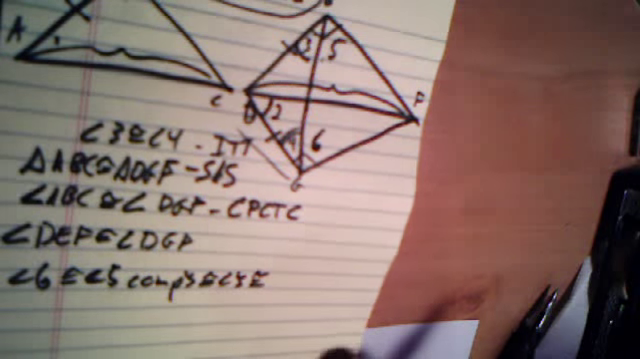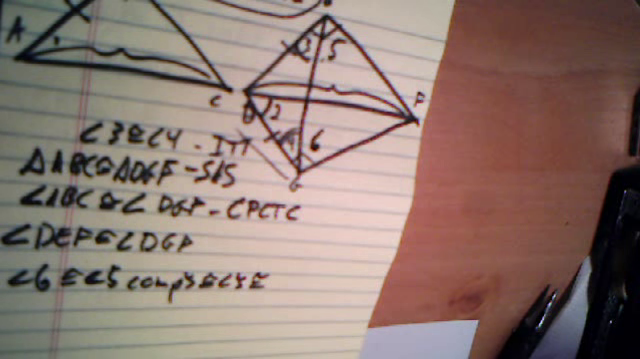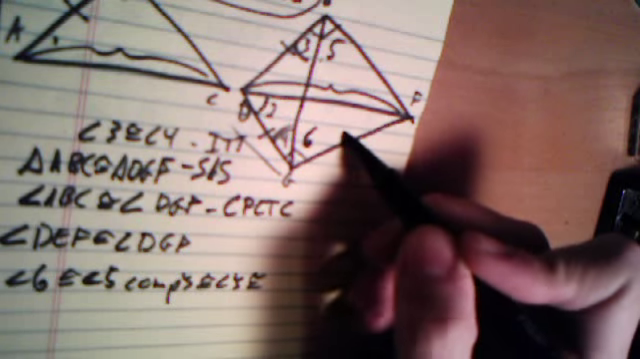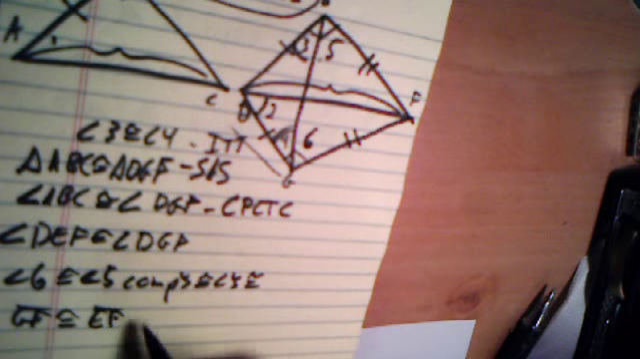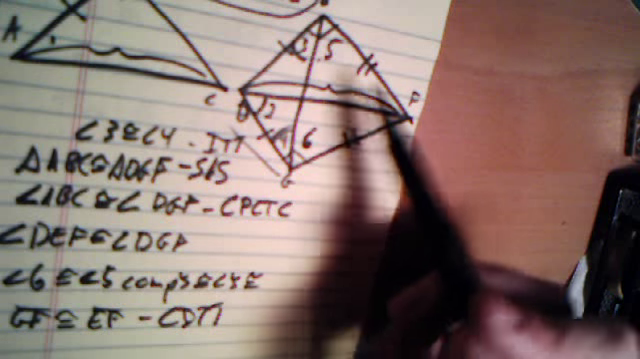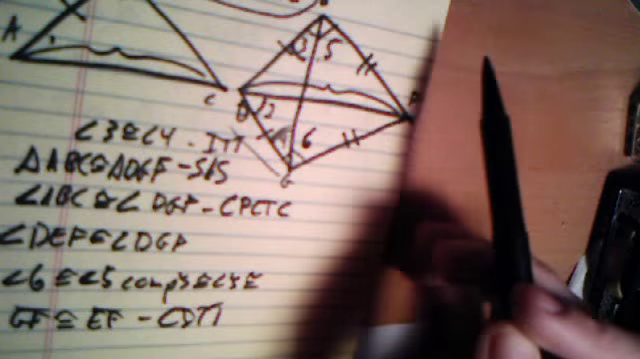Alright. Now, once we've got that down, we can see that these segments over here, GF and EF, are congruent. GF is congruent to EF by CITT, the converse of the isosceles triangle theorem. So we got these angles, push it over here, and EF congruent to GF.